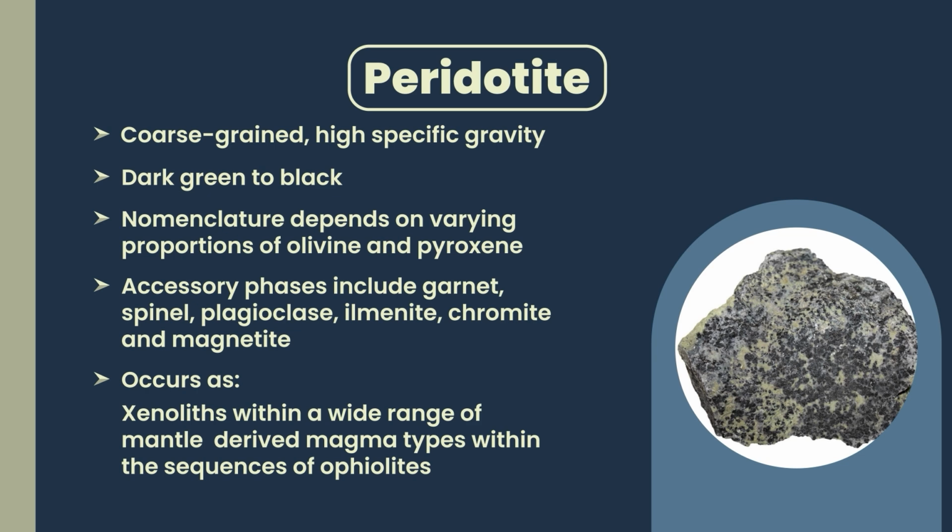Now, what is the difference between essential minerals and accessory minerals? Olivine and pyroxene are essential minerals, whereas accessory minerals can be garnet, spinel, plagioclase, ilmenite, chromite and magnetite. The essential minerals help in naming the rock. It means olivine and pyroxene have to be present in peridotite, but accessory minerals may or may not be present.